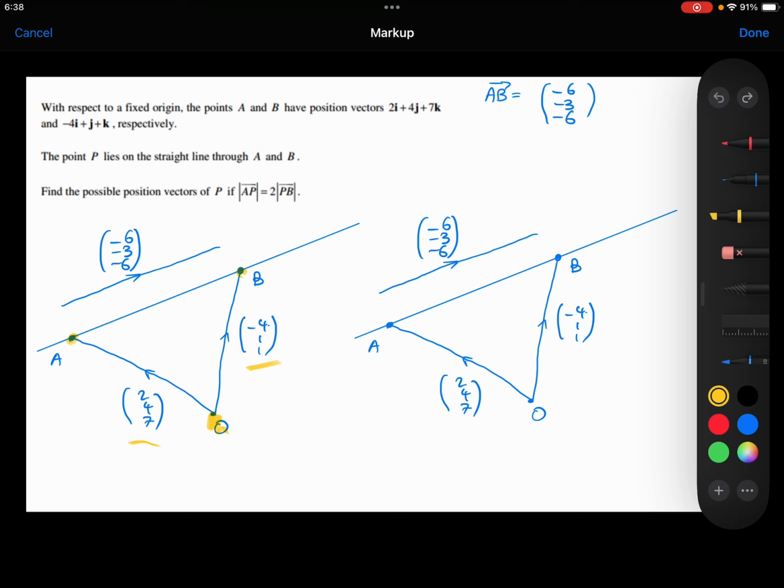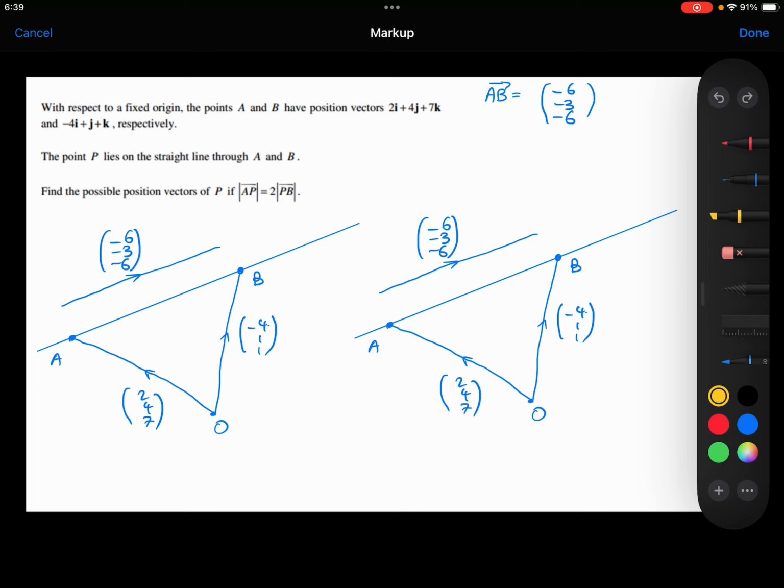We're then told that the point P lies on the straight line going through A and B. So P is on that line somewhere. And we're told to find the possible positions of P if the magnitude of AP is twice the magnitude of PB. So what that is saying is the distance from A to P is twice the distance from P to B.